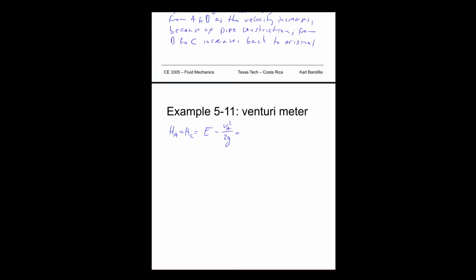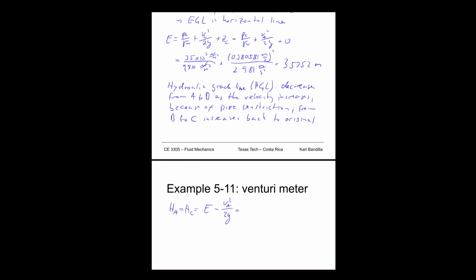All right, the energy that we just calculated up here, right, that was PC over gamma plus VA squared over 2G. I'm getting that from up here. That's what our energy was. Minus VA squared over 2G. It means those two cancel to zero. So we're left with PC over gamma.